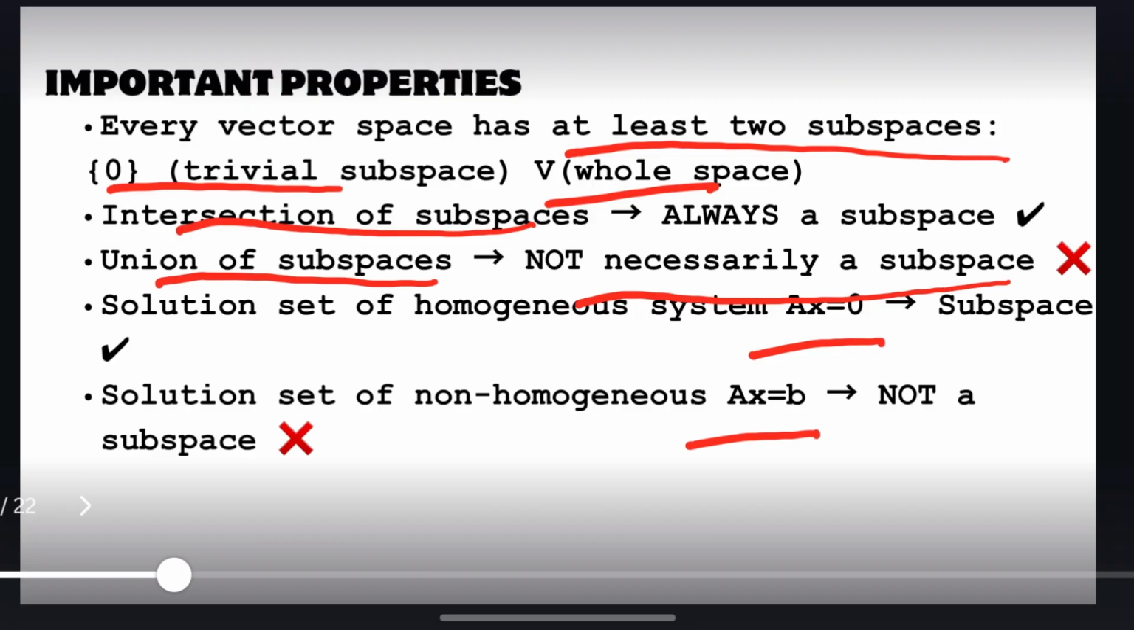What is the first one? Every vector space has at least two subspaces, at least, not at most: 0 and V. 0 means the trivial subspace, V means the whole space. Intersection of subspaces is always a subspace. The homogeneous system Ax equal to 0 is always a subspace, but union is not necessarily. The solution of the non-homogeneous system Ax equal to B is not a subspace. This is the most important property of a subspace. So let's take an example.